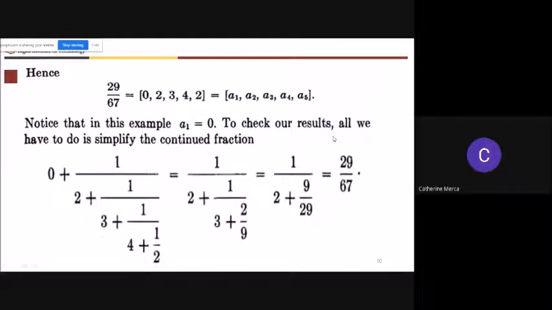We can continue and try to simplify the result. That is, you have 0 plus 1 over, if you rewrite it as what we had earlier, 1 over 2 plus 1 over 3 plus 1 over 4. So you rewrite this in this manner, and you come up with the usual result, which is 29 over 67.